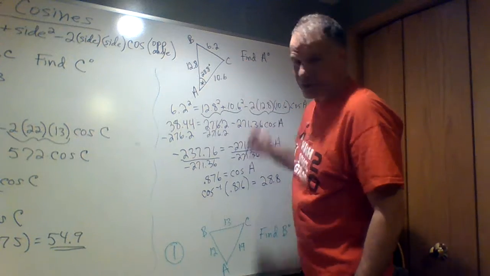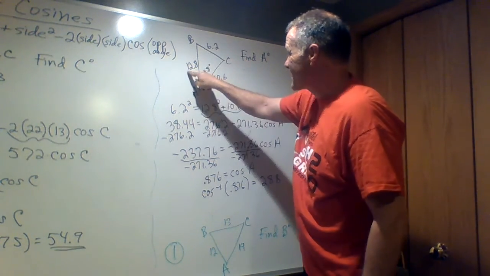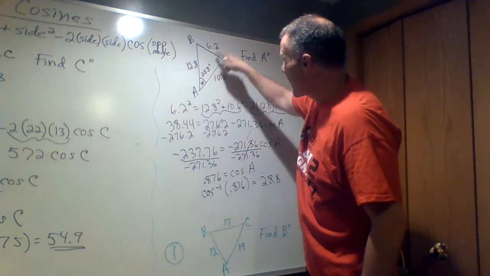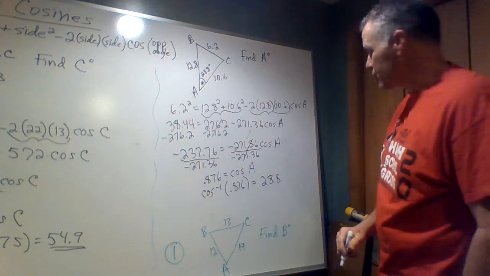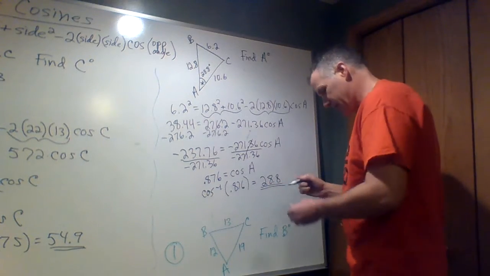Angle A is a small angle. Remember, the whole triangle adds up to 180. 6.2 is the smallest side; the other ones are 12.8 and 10.6. So 28.8 is a small angle because it's across from a small side. That's always a good check to make sure you're on the right track. So 28.8, there's our answer.